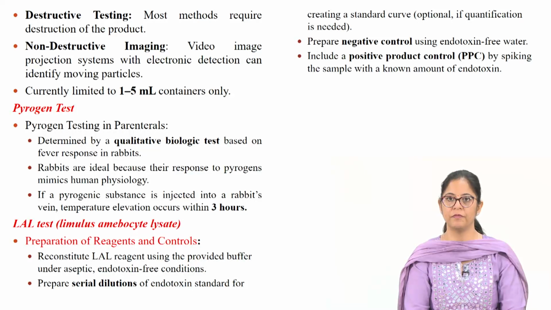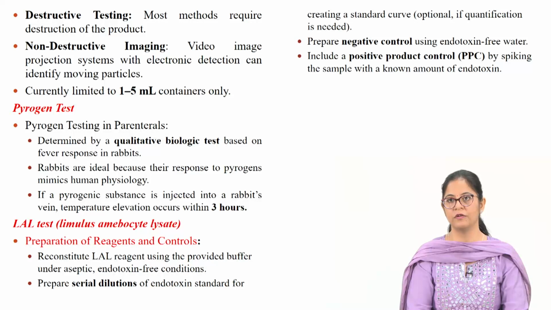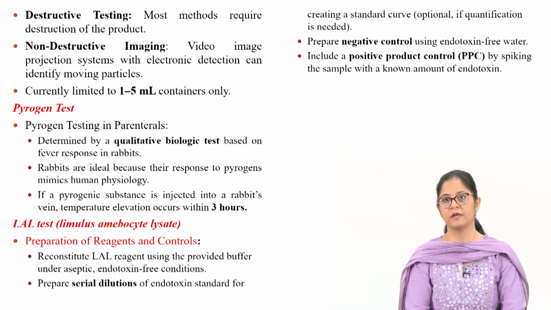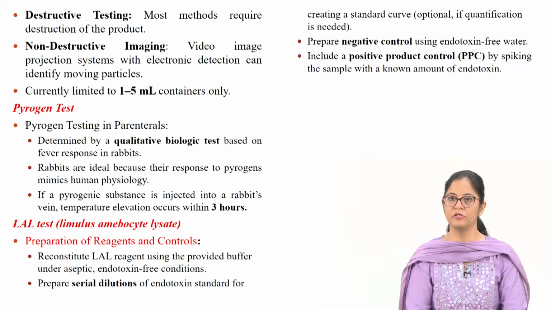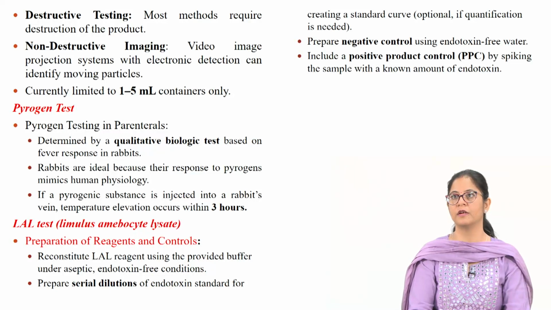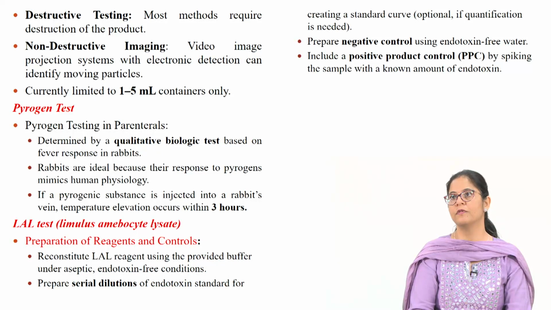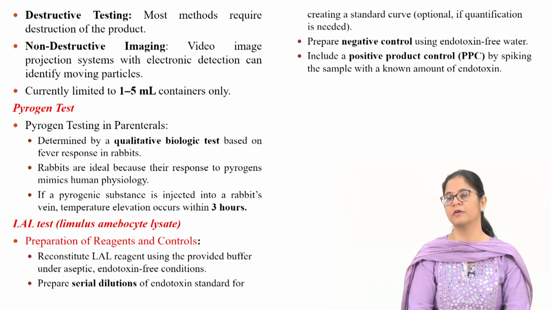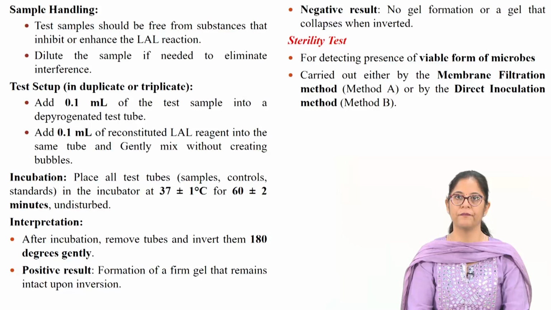So, the reagents are prepared. The LAL reagent is reconstituted using buffer under aseptic, endotoxin free conditions. Serial dilutions of endotoxin standard are created for preparation of a standard curve. A negative control using endotoxin free water is also kept in place. A positive product control, made by spiking the sample with a known amount of endotoxin, is included. Test samples should be free from substances that inhibit or enhance the LAL reaction. The samples must be diluted if there is interference.